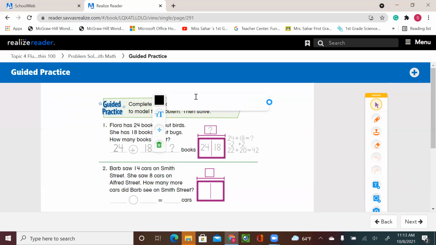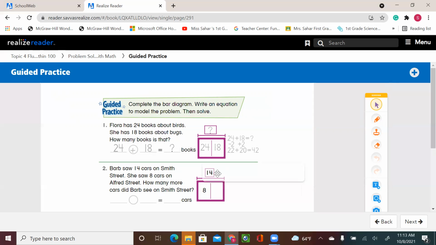Let's write this. 14. All right. She saw 8 cars on Alfred Street. So I know one part here. Okay, 8. So let's write this. All right, so she saw 14 cars on Smith Street and she saw 8 cars on Alfred Street.